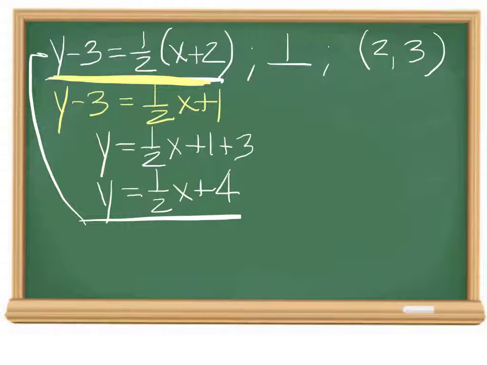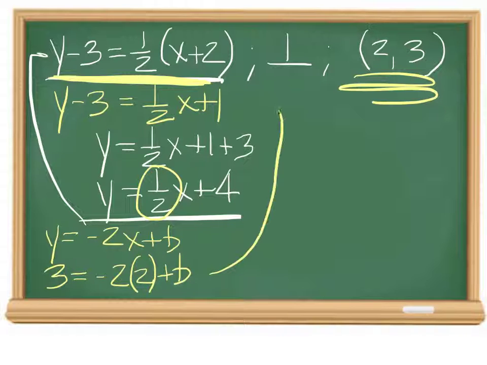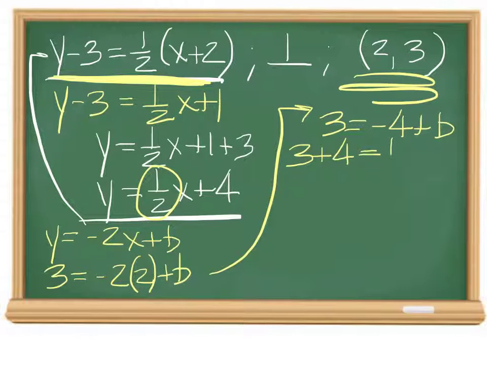Now you have to find the negative reciprocal of this slope, which is what? Negative 2. Plug in this point. 3 is y, 2 is x. And simplify the right side to get a negative 4 plus b. Move the minus 4 to the left, make it plus 4, and you should get 7.